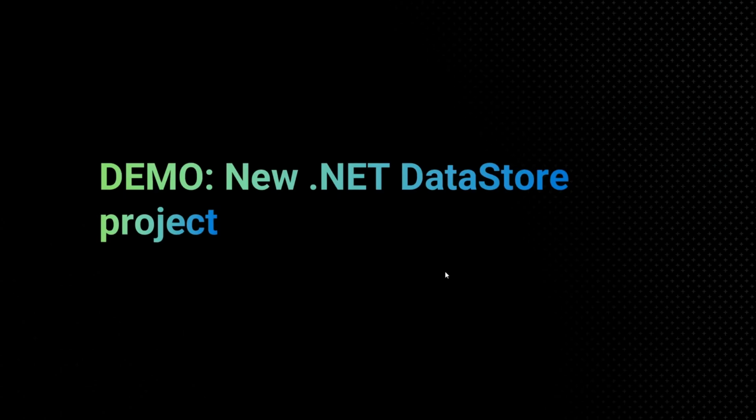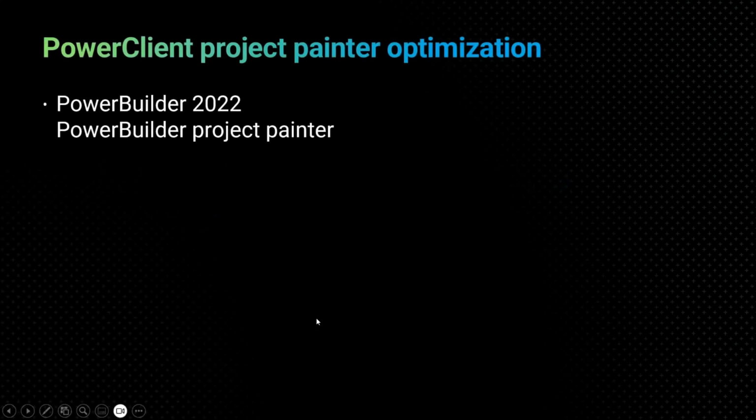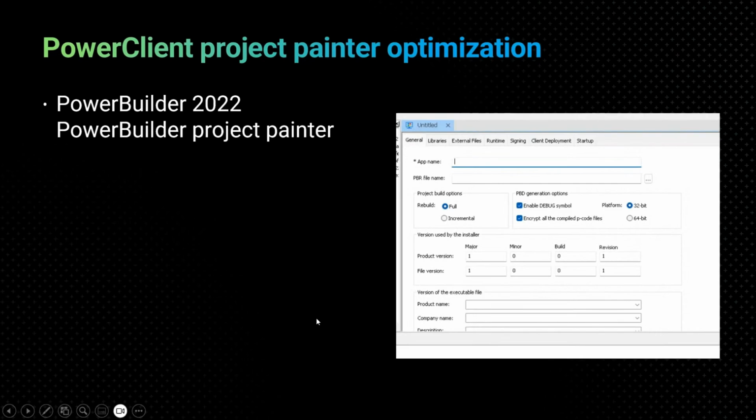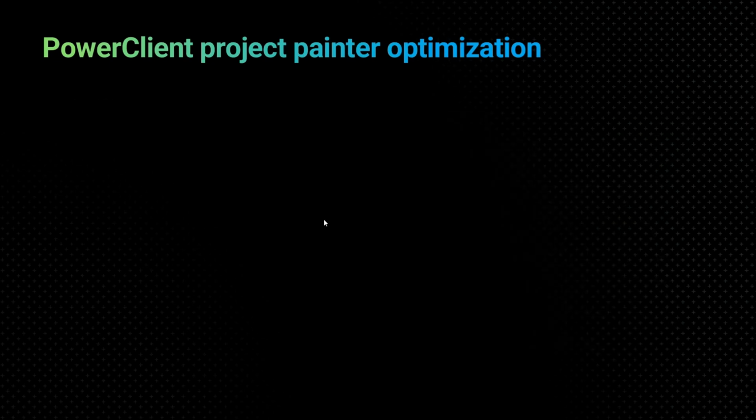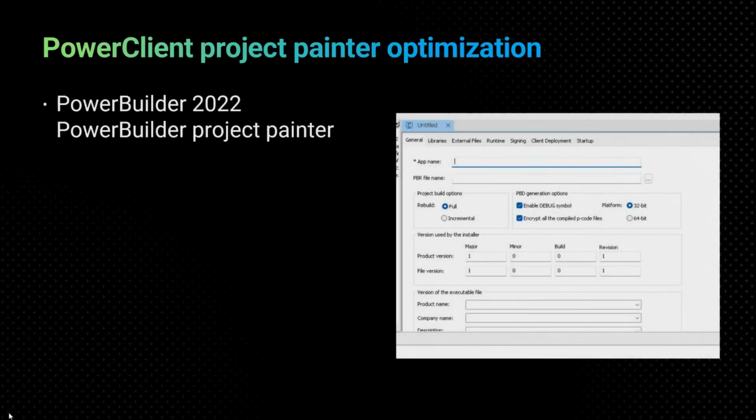Okay, so that was the new .NET DataStore project. The last thing we're going to talk about here is the redesign of the PowerBuilder, PowerClient, I should say, project painter. So this is the way it looked in PowerBuilder 2022. And this is the way it looks in 2025. So you notice the tabs here are down to the left, where previously there were a lot more of them and they went across the top.